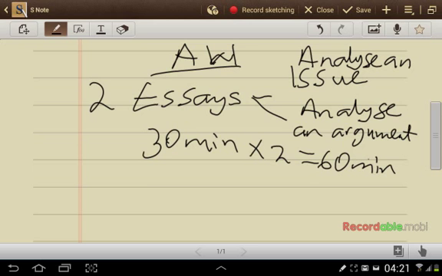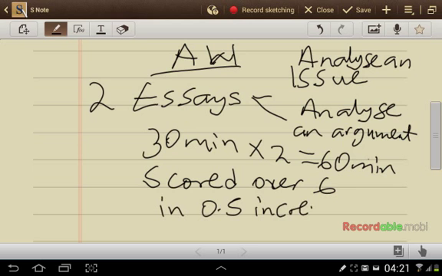Now, how is it scored? It is scored over 6 in 0.5 increments. So it means that you can score 0.5, 1, 1.5, 2, 2.5, 3, 3.5, 4, 4.5, 5, 5.5, or 6. So what does a good score look like?